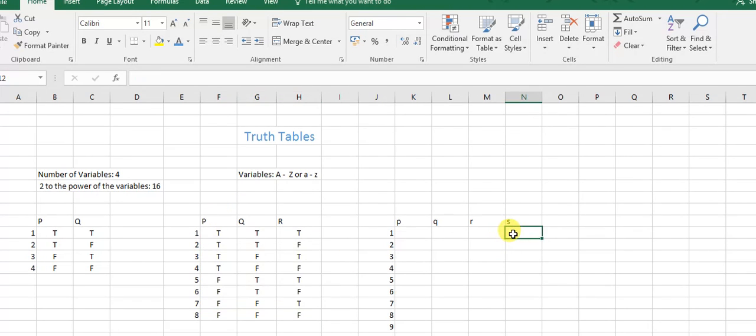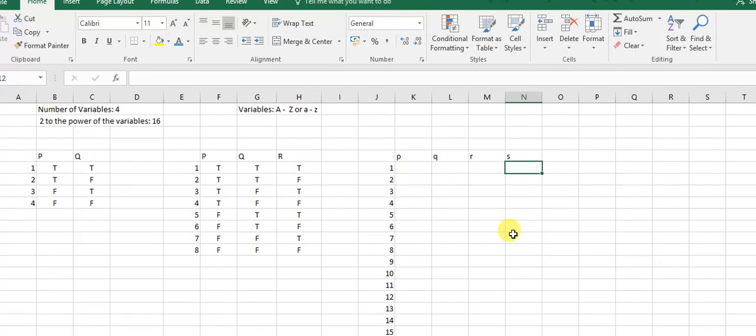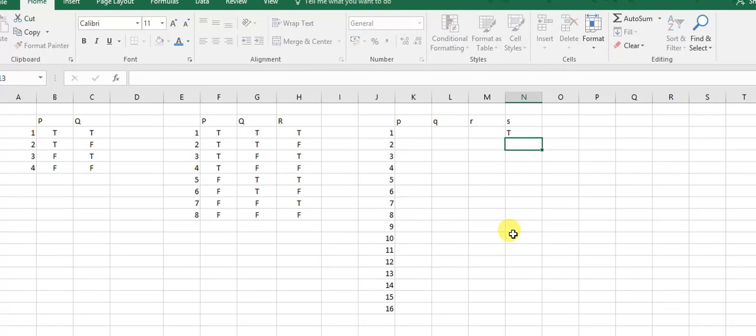Okay, so in this set of variables, it's going to be the same thing. So TF, TF, TF, TF.